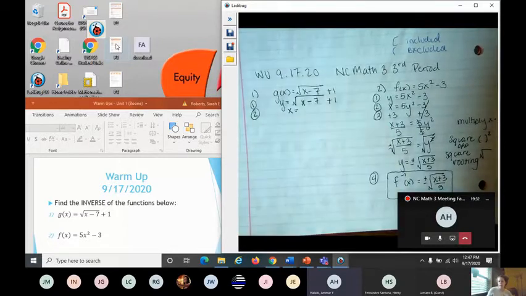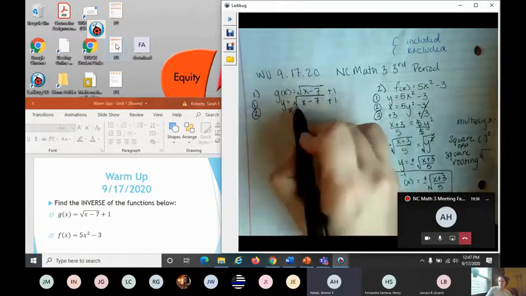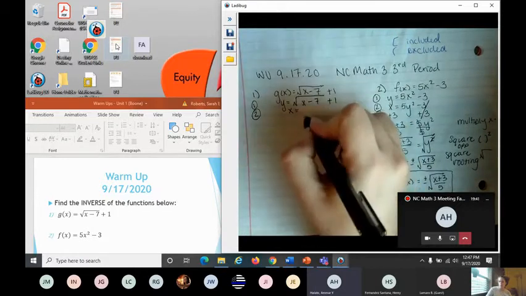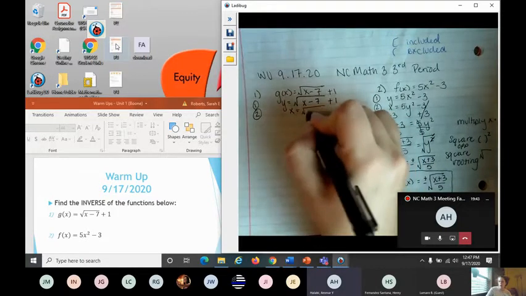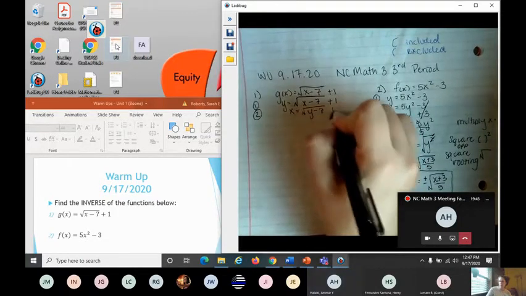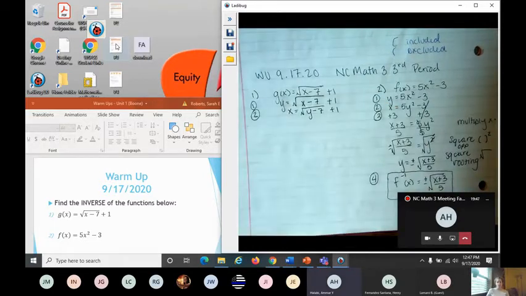Okay. And then now what? This is the square root. Minus 7. Yeah, so y minus 7 and then plus 1.